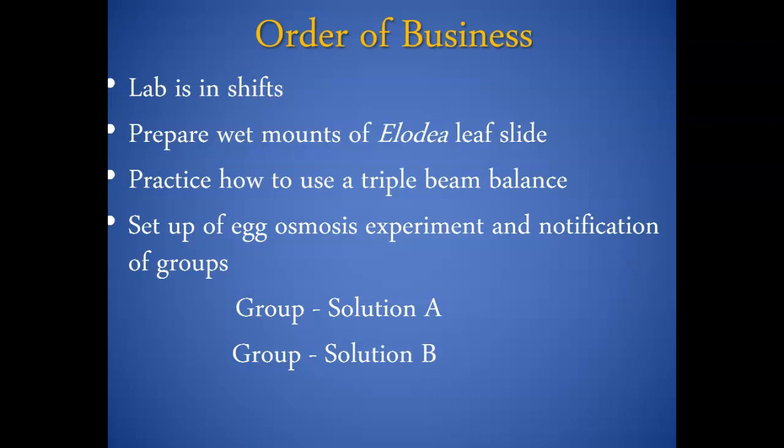Then we're going to learn how to use a triple beam balance, because that is going to be our weighing mechanism for this lab, and your instructor will give you instructions for how the triple beam balance works. Then we're going to set up the egg osmosis experiment, and then your instructor will let you know which group you're in. Some groups will be using mystery solution A, and some other groups will be using mystery solution B, as we saw in the egg experiment videos.